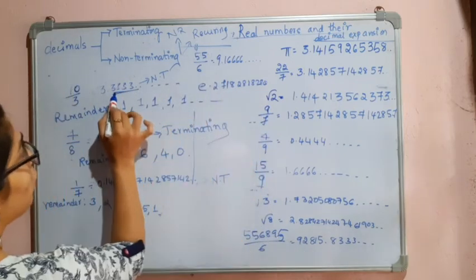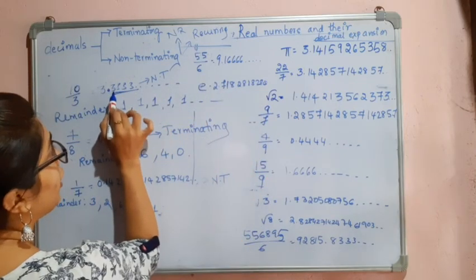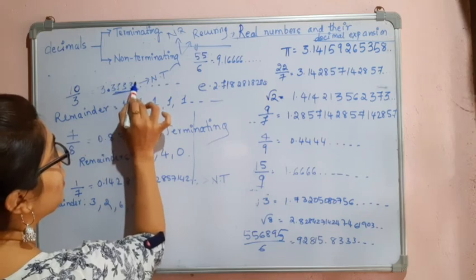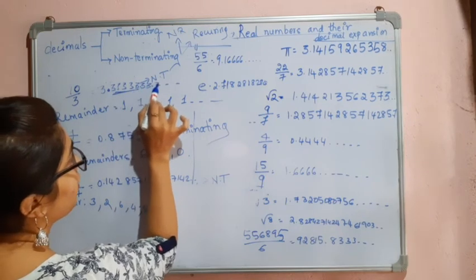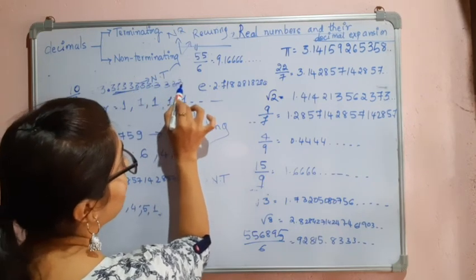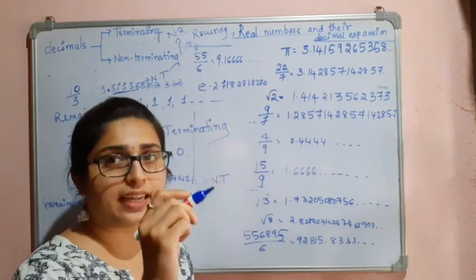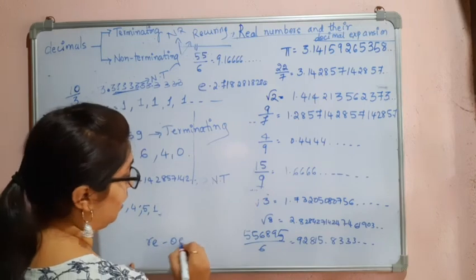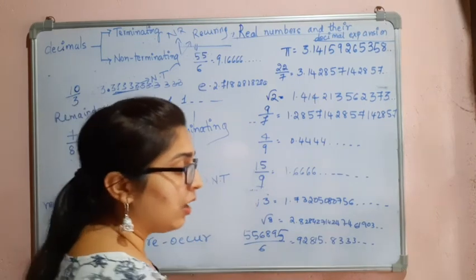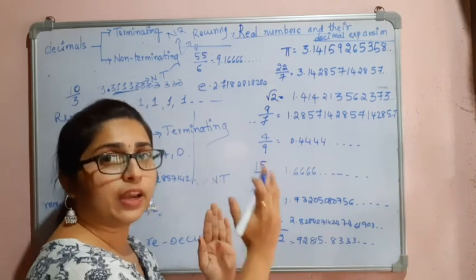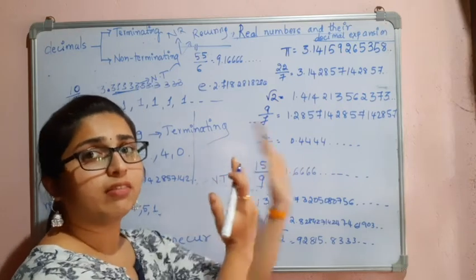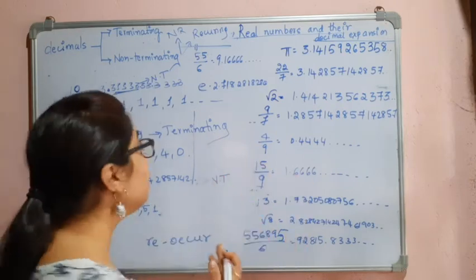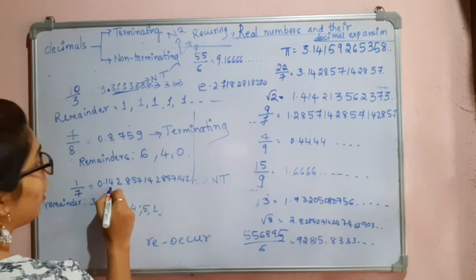So here, after the decimal point you have 3, 3, 3, 3. If you want to fill in the next digits, it will be 3, 3 only. So that means the digit 3 is reoccurring. After 3 again you have 3, 3, 3, 3. Reoccurring.